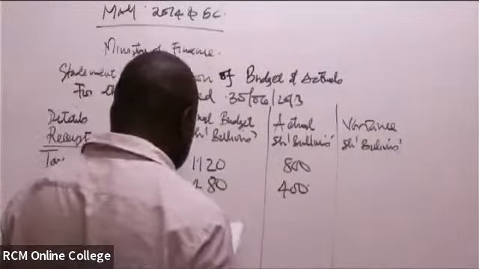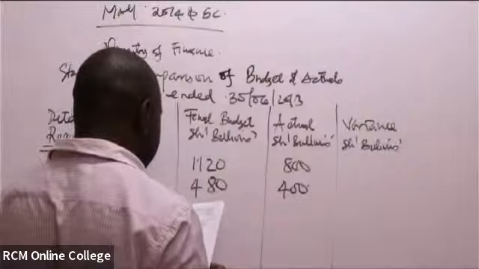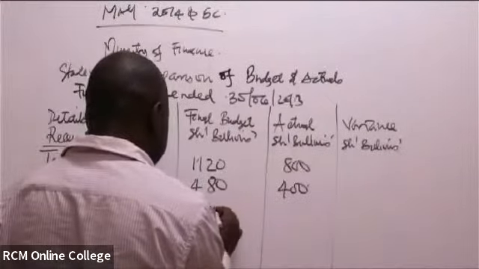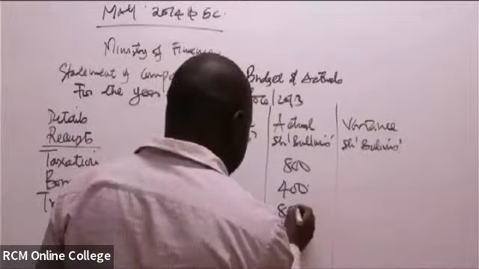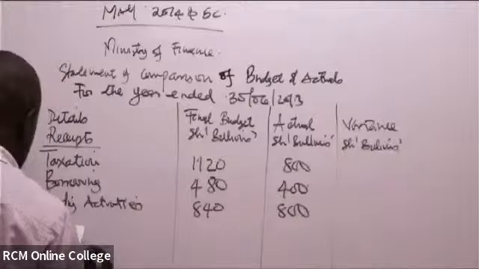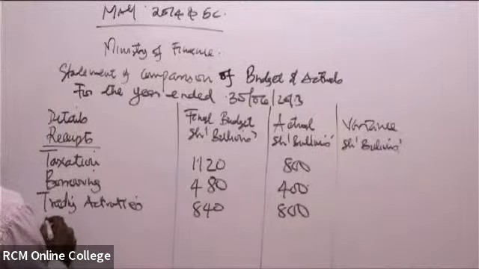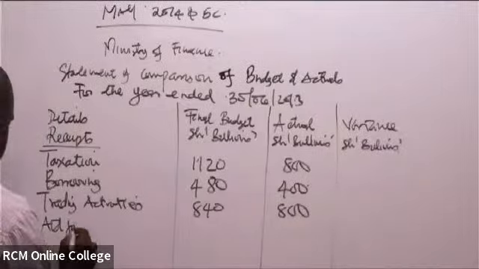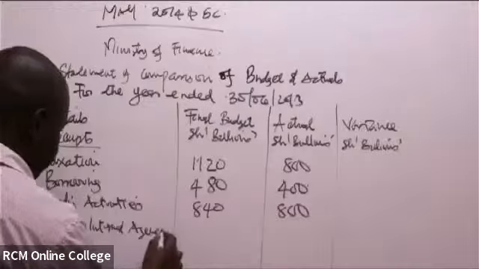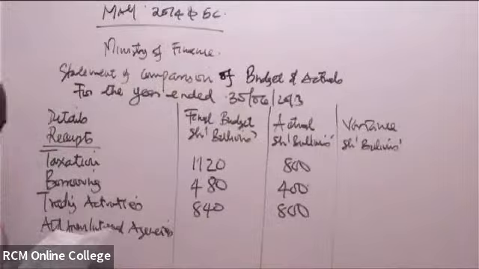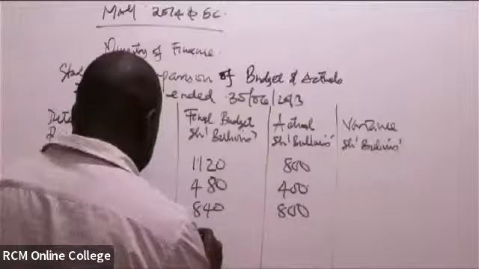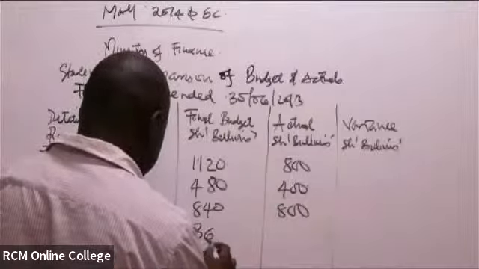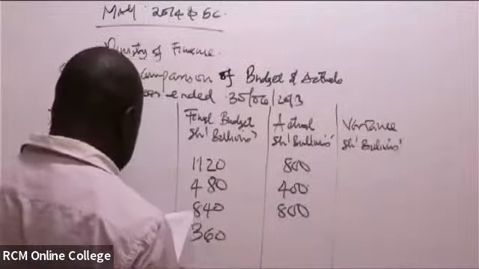So from trading activities by this ministry, they were budgeting, they likely end up having to get 840 billion, but they only got 800 billion. Aid from internal agencies: they were expecting to get an aid of 360, but they only got 400.